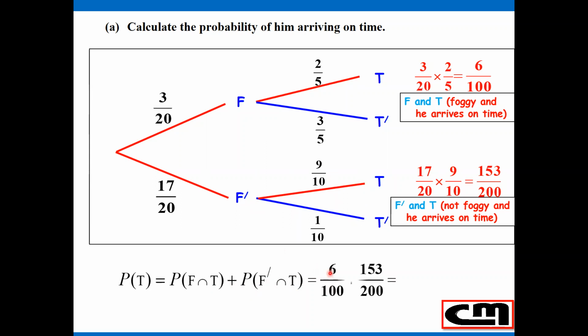Then obviously we substitute, that is 6 over 100 plus 153 over 200. Then we do our algebra, we have 165 over 200. Then that simplifies to 33 over 40. So that is the probability of him arriving on time.